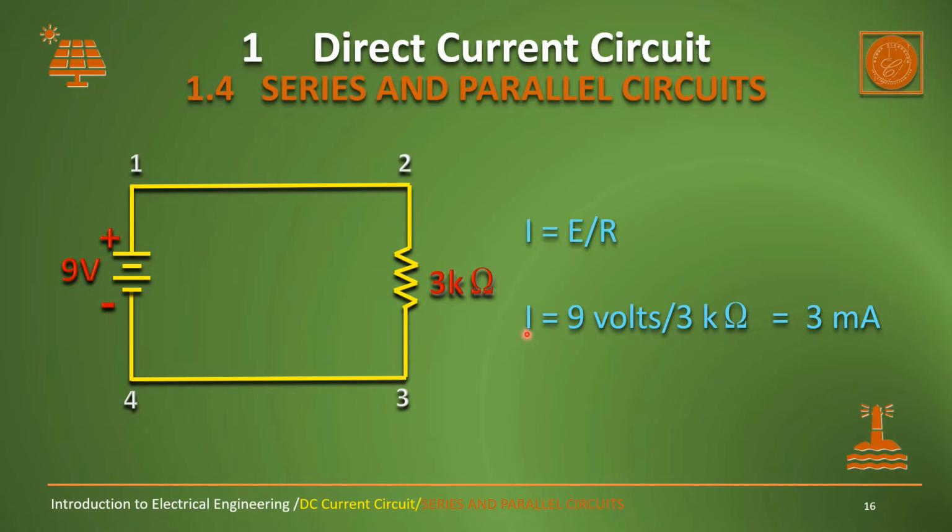So we can get the current I equal to 9 volts divided by 3 kilo ohms. We can get 3 milliamps. So in this circuit, the amount of current is 3 milliamps.